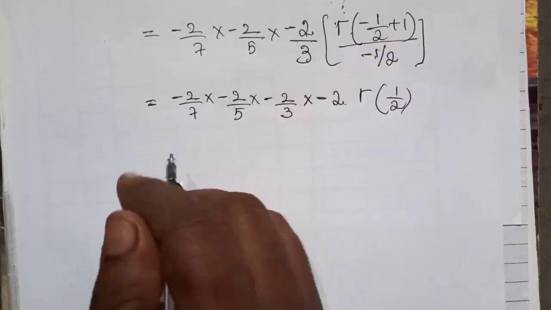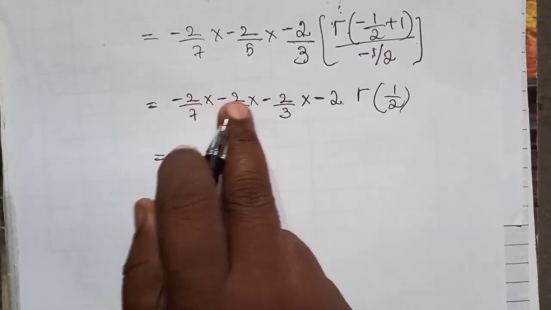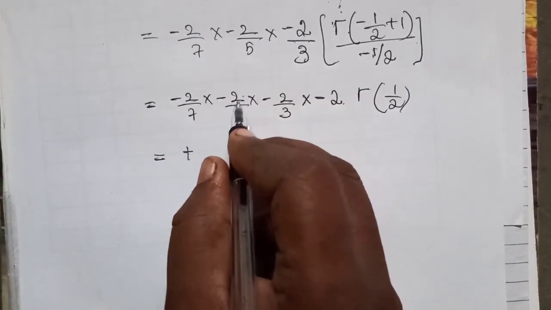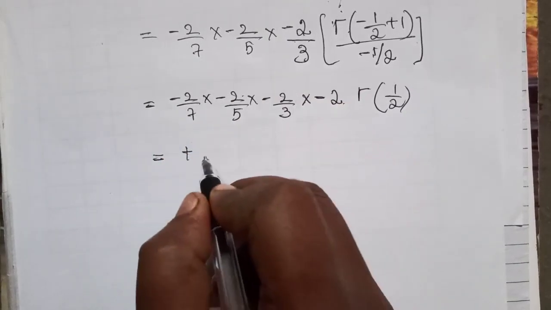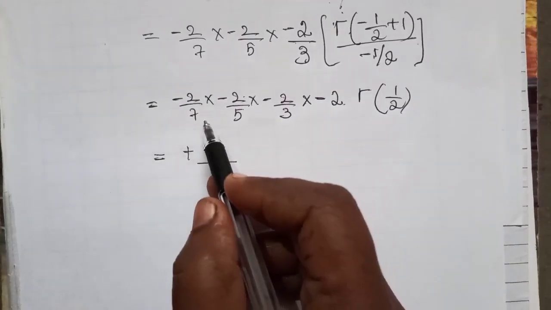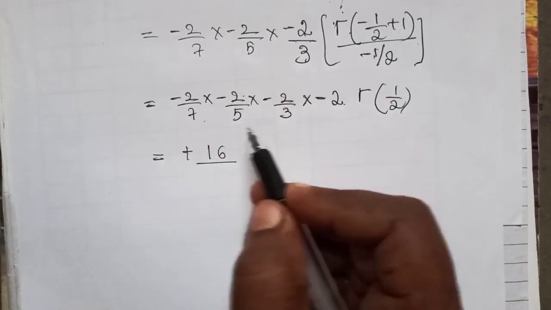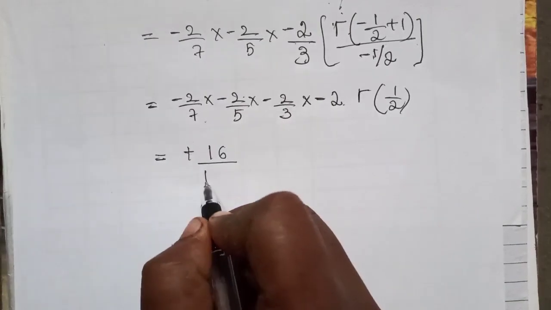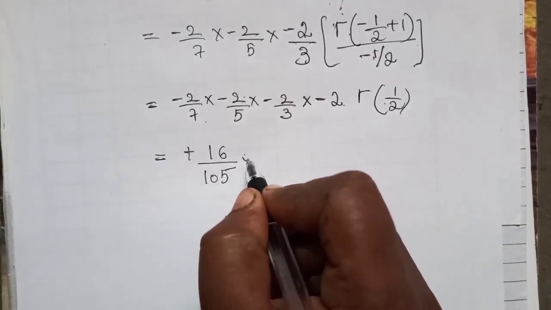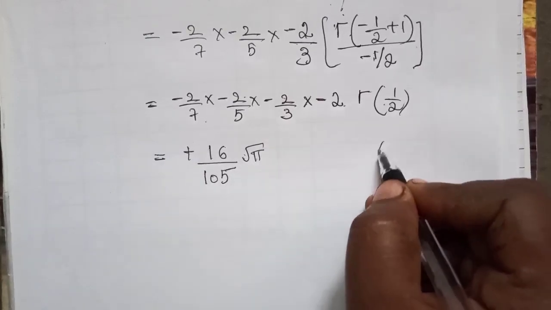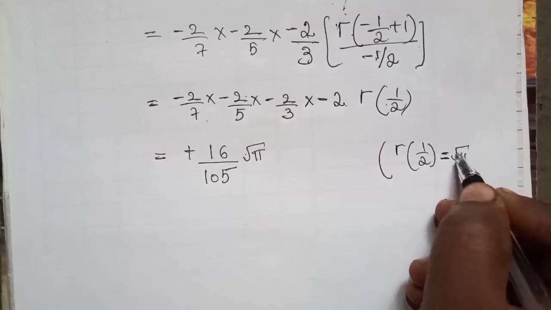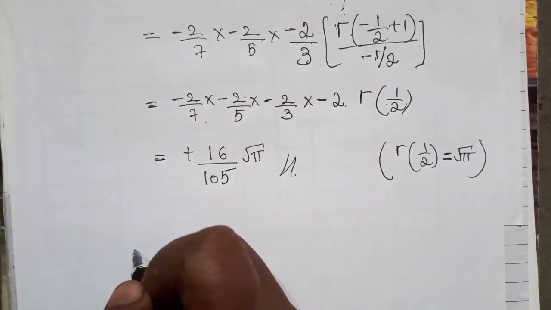Now gamma of 1 by 2 value is root pi. Therefore, on multiplying these we get plus 2 into 2 is 4, 4 into 2 is 8, 8 into 2 equals 16, divided by 7 into 3 equals 21, into 5 equals 105, into gamma of 1 by 2, which equals root pi. Since gamma of 1 by 2 equals root pi, this is the required answer.